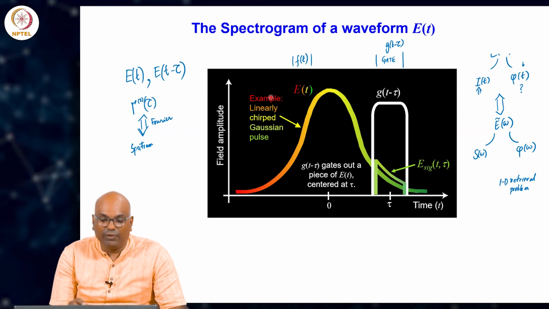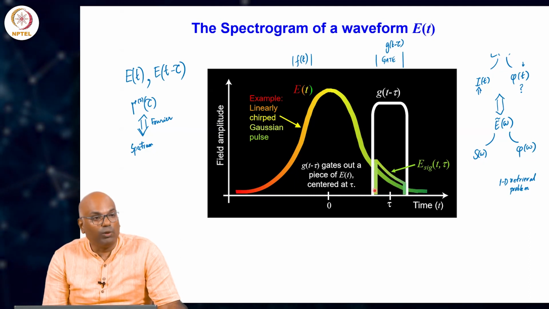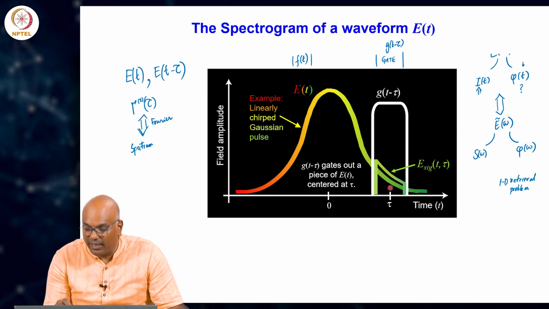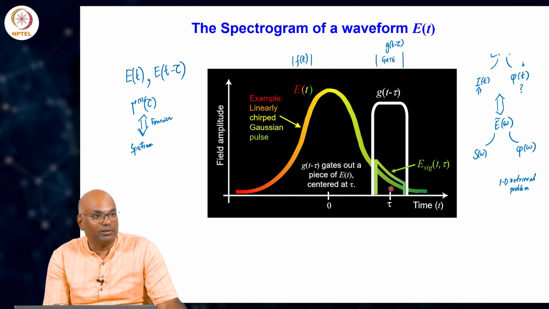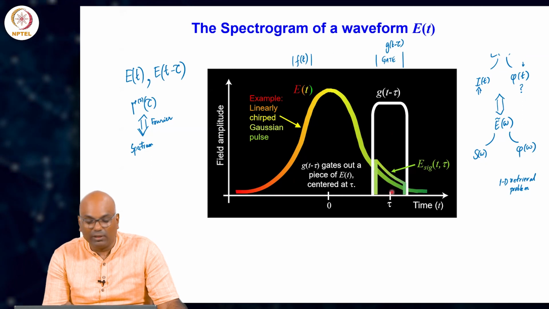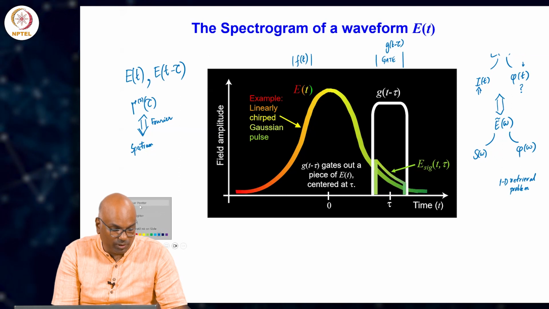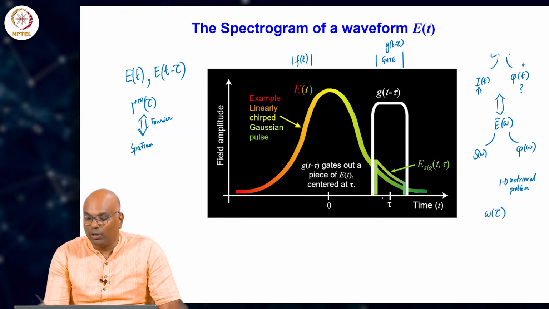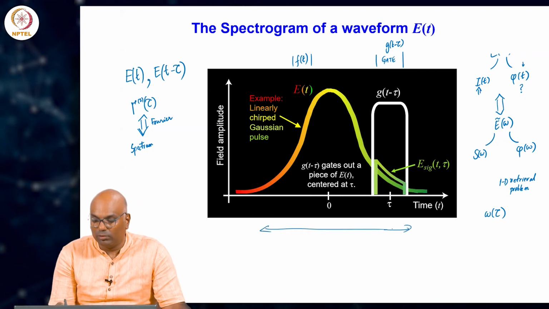So, we can figure out a spectrogram of the waveform if I go a step further and employ a gate, and from the gated region measure the spectrum of the pulse only in the gated region. I produce the spectrum of the pulse in this region centered about tau. Okay. So, I basically measure the spectrum as a function of tau, and then start sweeping tau all through.